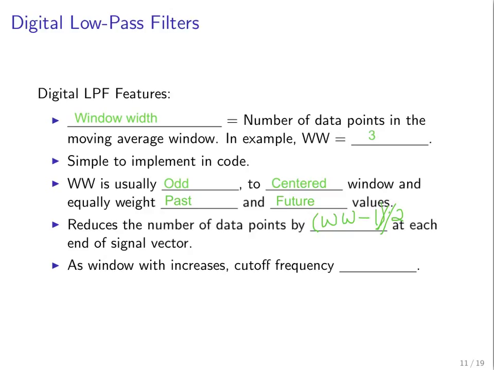You have to wait until you've gotten to sample (window width minus 1) over 2 to do that. Another thing is that as the window width increases, the cutoff frequency will decrease, and we're going to talk more specifically about exactly what that relationship is later in the next lecture. Sorry, it will decrease.